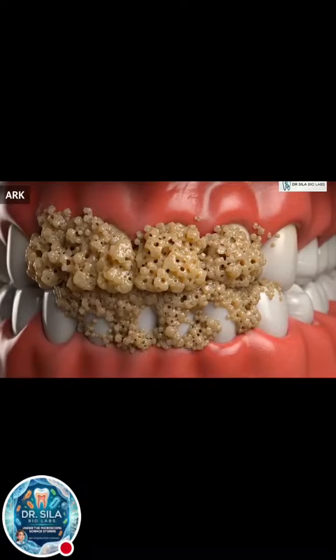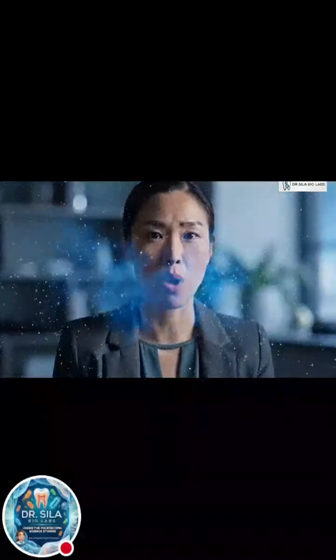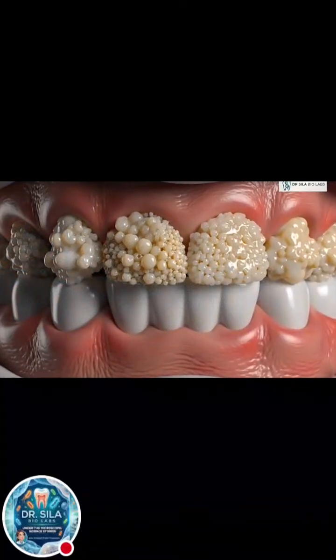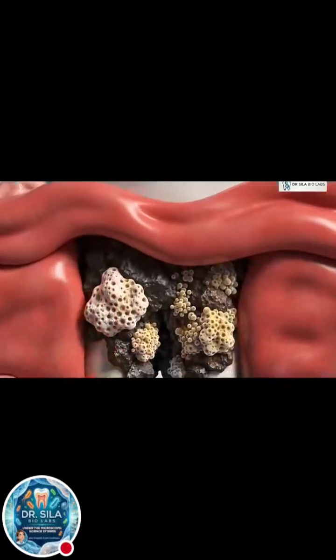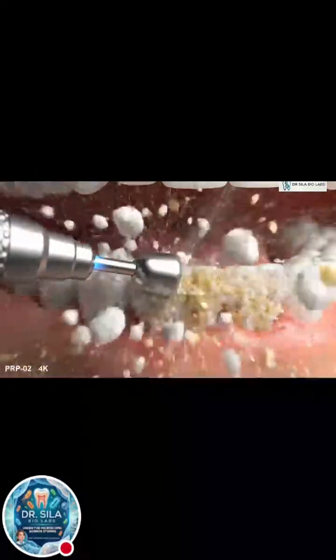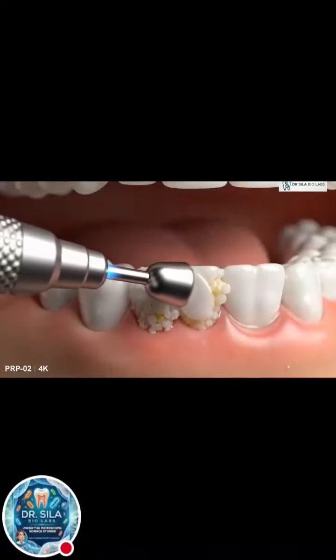When calculus remains untreated, it continuously supports bacterial growth. Many people attempt to solve the problem using mouthwash alone. While mouthwash may temporarily mask the odor, it often does not eliminate the underlying cause. If bacteria remain protected within calculus and periodontal pockets, the odor frequently returns. This is why professional scaling is often an important step in controlling chronic bad breath.